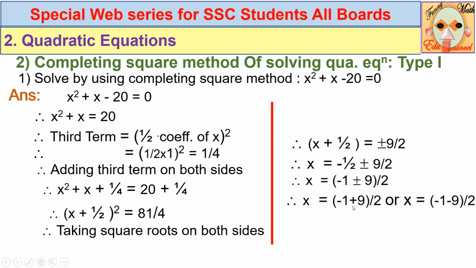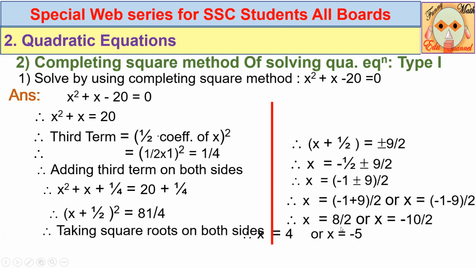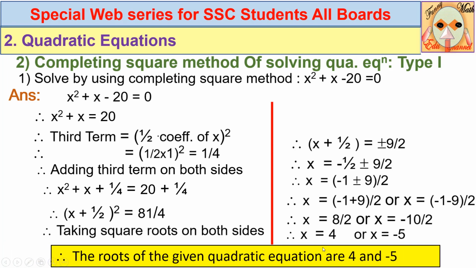So we have first one simplification, 9 minus 1 is 8 upon 2, and second one minus 10 upon 2. So see the step and do the simplification. 2 4s are 8, so you get x is equal to 4. 2 5s are 10 with the negative sign, minus 5. In this way we have here x is equal to 4 or x is equal to minus 5 as the roots of the given quadratic equation.